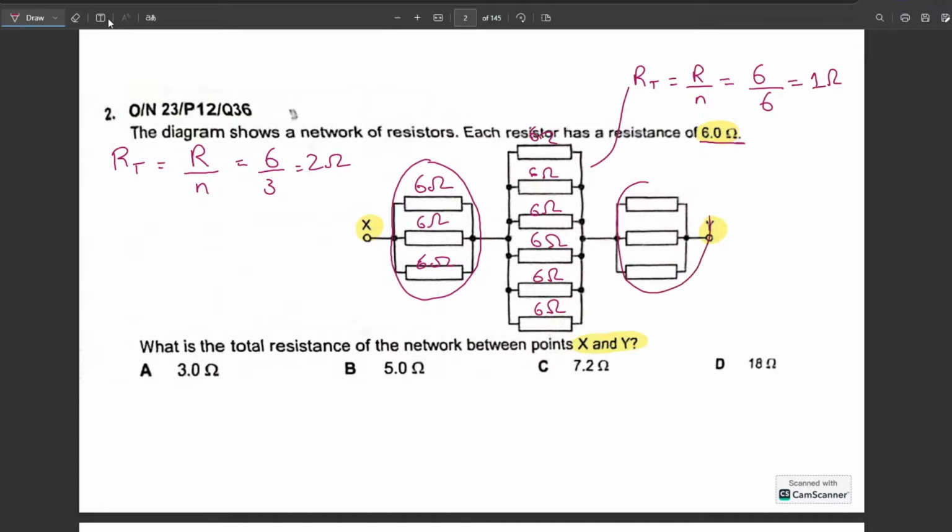Let's do the same thing for these 3 resistors. The total resistance for these 3 resistors will be 6, that is the resistance of one resistor, divided by the number of resistors. 2 ohms is your answer. So the resistance between X and Y will be 2 plus 1 plus 2, that equals 5 ohms as your answer. B is your answer. Simple as that. Let's further move ahead.